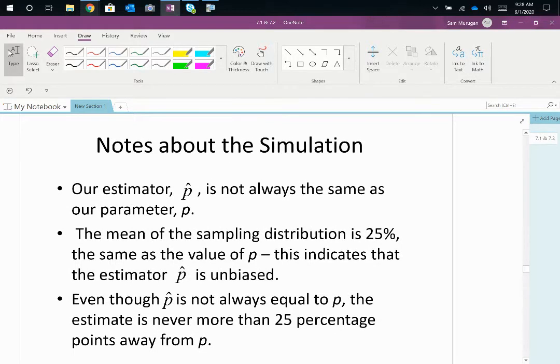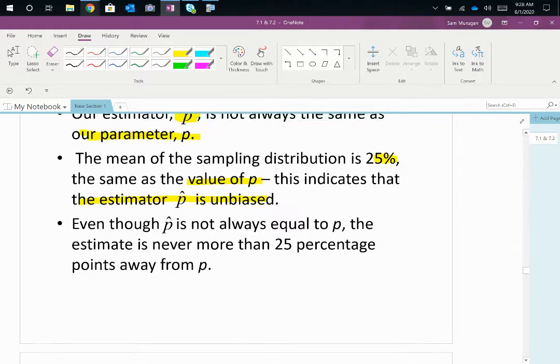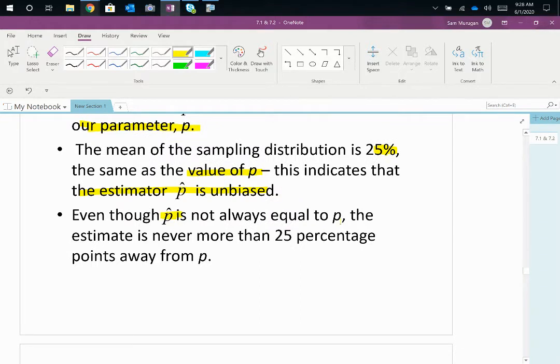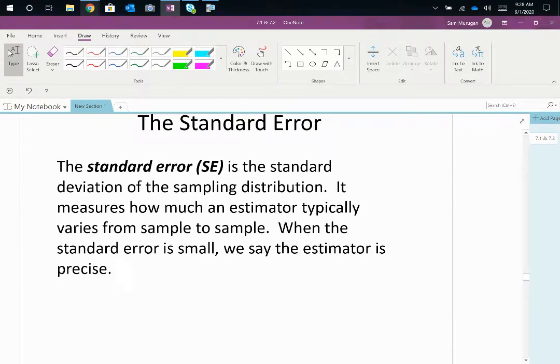Notes about simulation. Our estimator p hat is not always the same as our parameter p. The mean of the sampling distribution is 25%, the same as the value p. This indicates that the estimator p hat is unbiased. Even though p hat is not always equal to p, the estimate is never more than 25% of points away from p. We'll see how this works in a little bit, okay? Now, standard error.